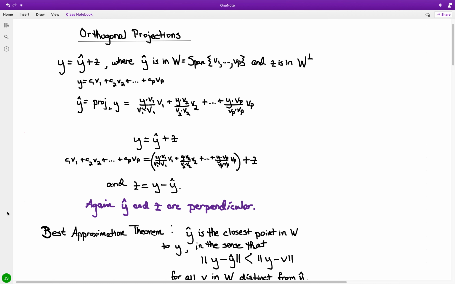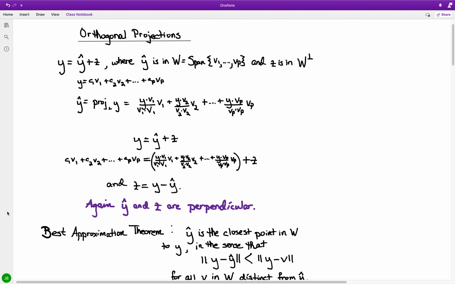Okay, continuing on with orthogonal vectors, we have orthogonal projections. Here we had that y is equal to the orthogonal projection of y onto L plus z, where z is a component of y that is orthogonal to the space W, where W is the span of the vectors v1 out to vp.